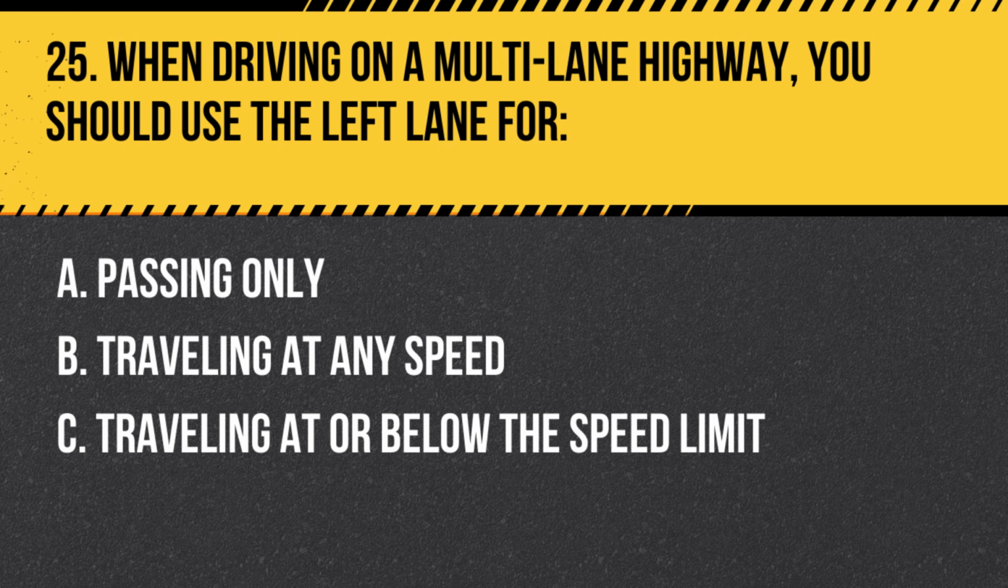Question 25. When driving on a multi-lane highway, you should use the left lane for: A. Passing only. B. Traveling at any speed. C. Traveling at or below the speed limit. Answer: A. Passing only. The left lane on a multi-lane highway should be used primarily for passing slower-moving vehicles.